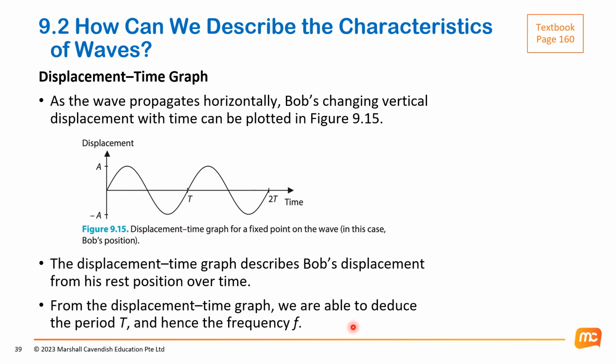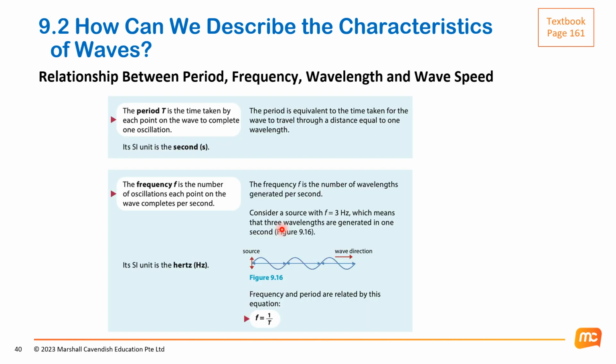Now over here, we have this new term as well, the frequency. Period and frequency are terms that are interlinked. The period, being the time that each point takes to complete one oscillation, has an SI unit in seconds. However, the frequency is the number of oscillations every second, so the number of wavelengths generated each second, or the number of oscillations completed each second. The SI unit of this is the hertz. The symbol for that is Hz. Please capitalize the H.